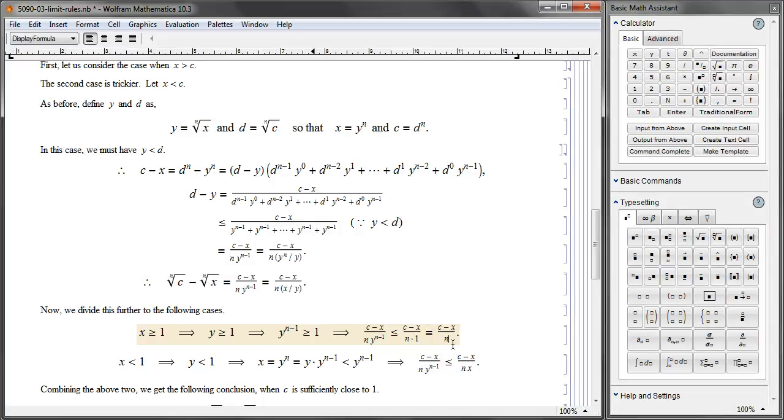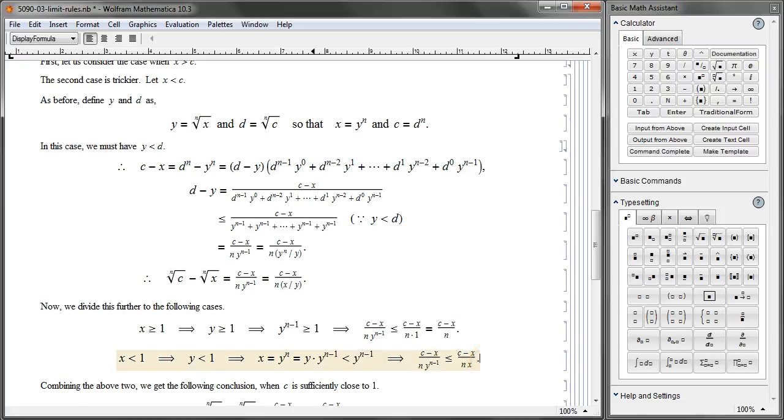The denominator is now constant. So we have a function that is overestimating this nth root of c minus nth root of x, but it is a constant times c minus x, which is going down to 0 as x approaches c. When x is less than 1, oh, that's going to be more troublesome. So y is less than 1. In that case, we do this kind of manipulation.